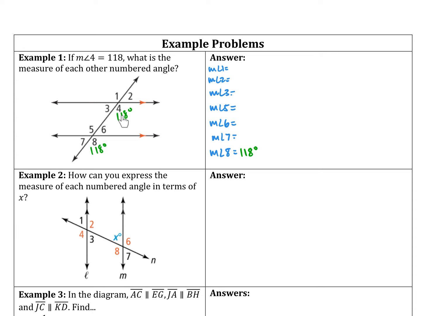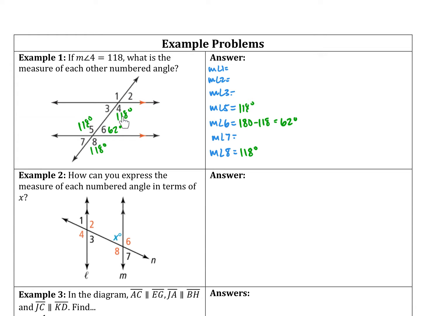Then I might ask myself, what about the alternate interior angle with angle 4? That would be angle 5 over here. So that's going to be 118 degrees. And then maybe what about the same side interior angle with angle 4? That would be angle 6. And I know same side interior angles should be supplementary. So angle 6 should be 180 minus 118, which will be 62 degrees.